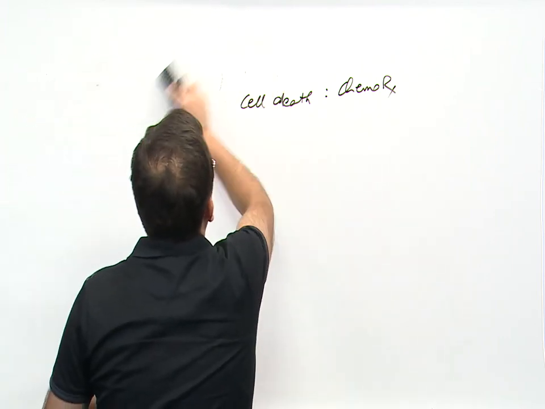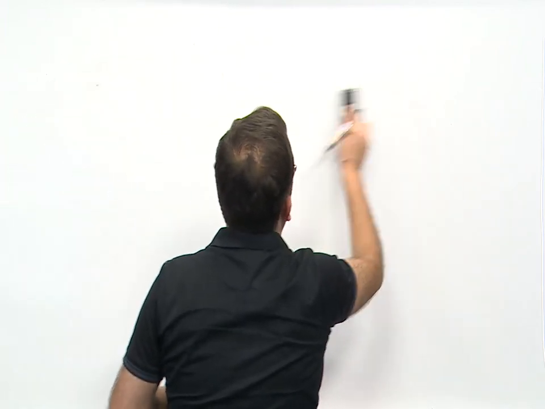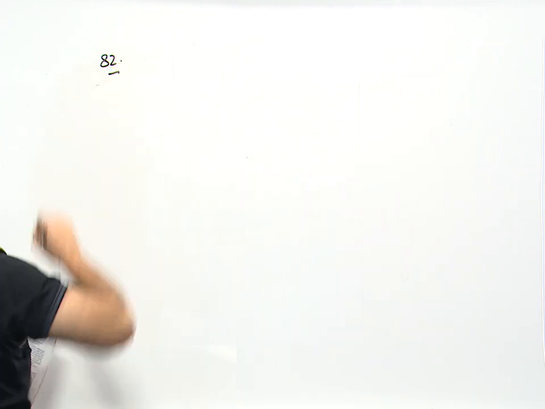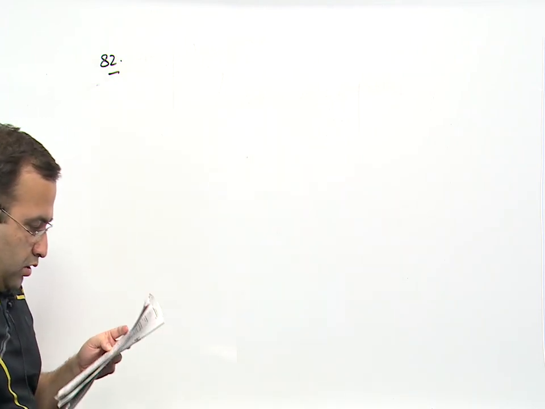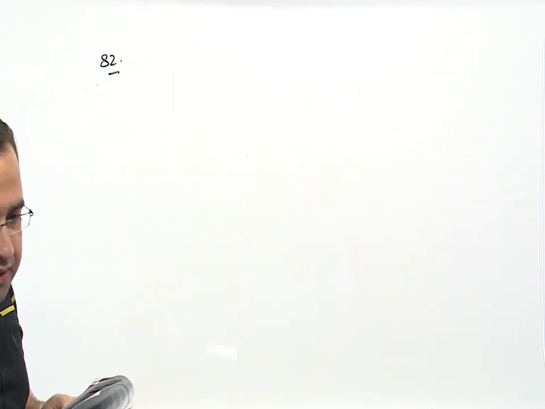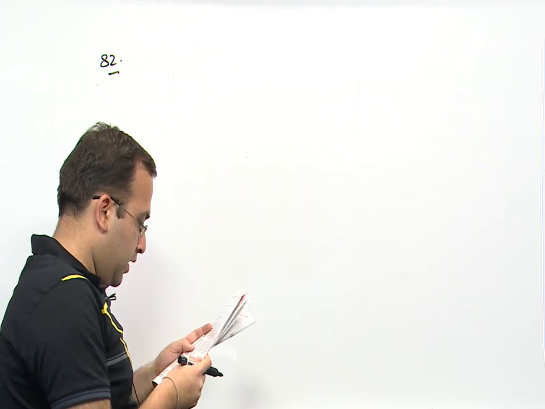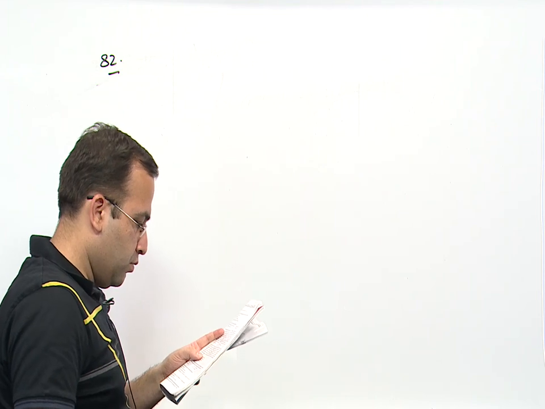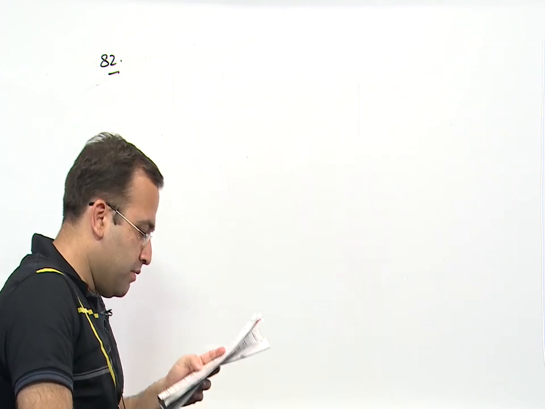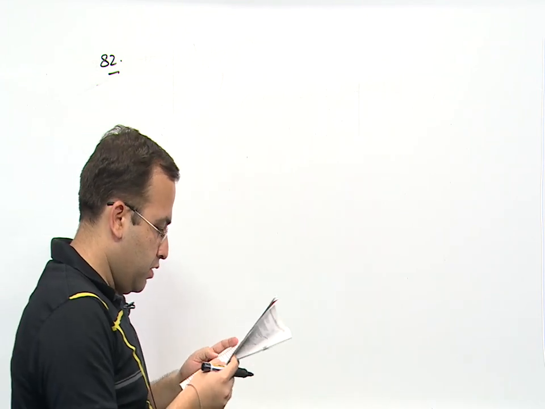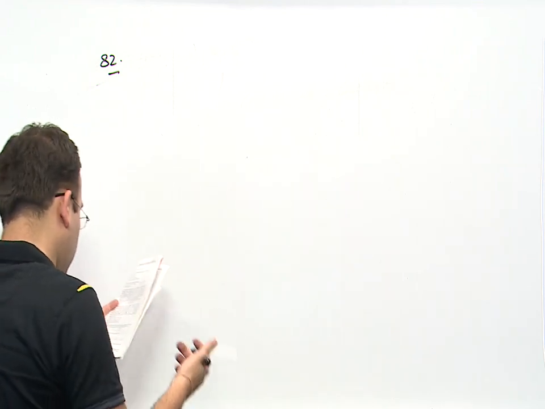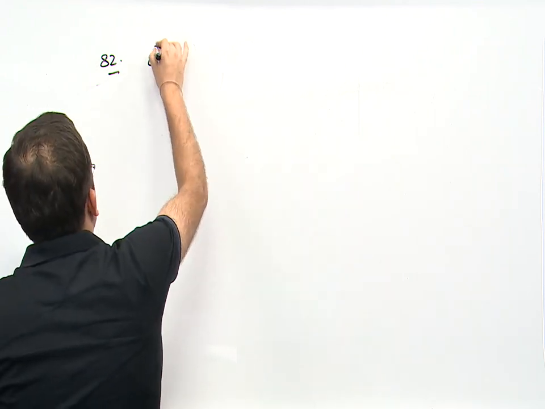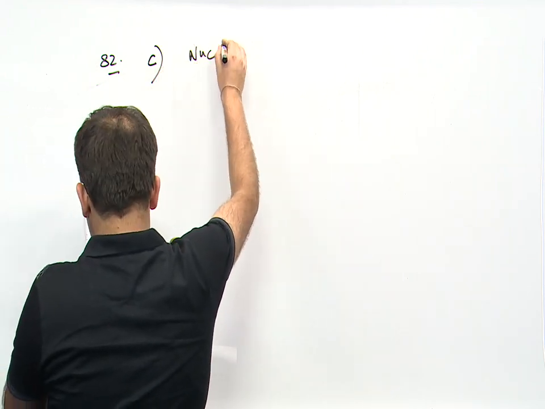Next, 82. A 56-year-old has chest pain, coronary angiogram more than 90% occlusion. In this setting, irreversible injury has occurred. So, which of the following changes would occur? That is, answer is C.